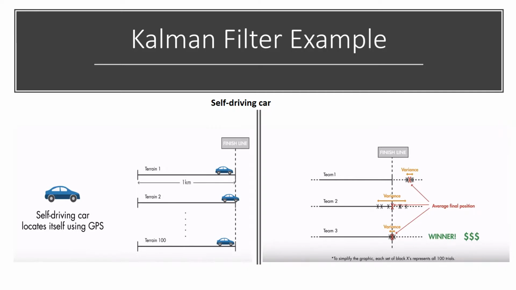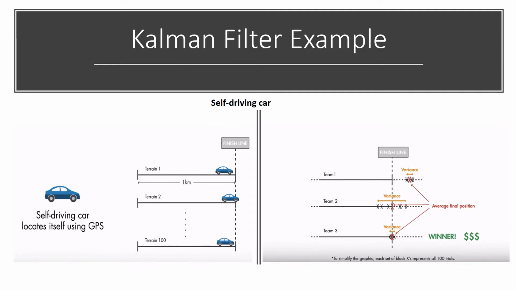A good example of the Kalman filter can be given by the self-driving car, or self-locating car, which locates itself through GPS. For example, let's say there is a self-driving car competition, and our car has to travel in different terrains for 1 kilometer, reach the finish line, and stop at the finish line under different terrains. The winning team would be the one whose car stops most accurately at the finish point.